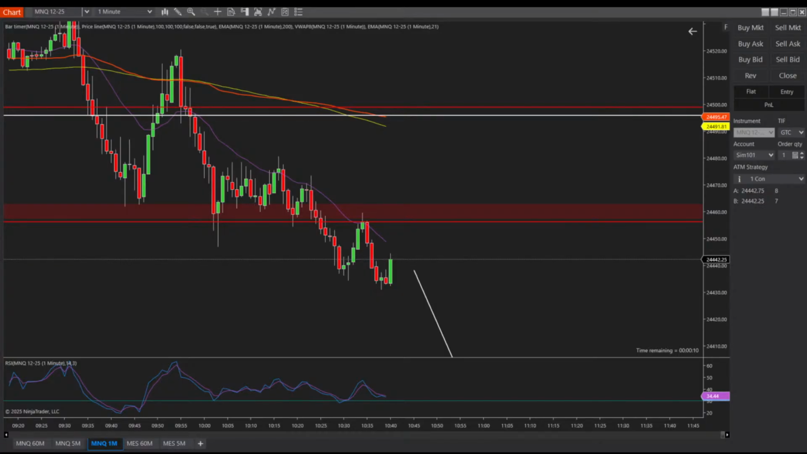I got 5 contracts running on my Take Profit Trader challenge. I'm currently up 1,300 on that one. And I have 5 contracts right now that I'm holding, still in profit at the moment.